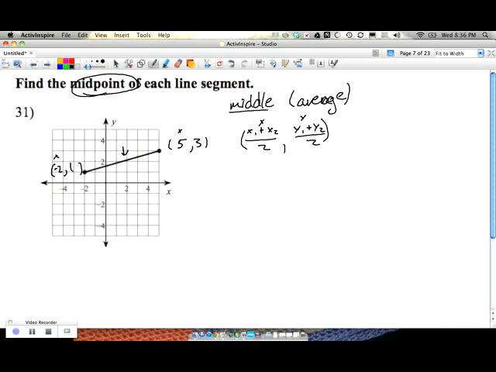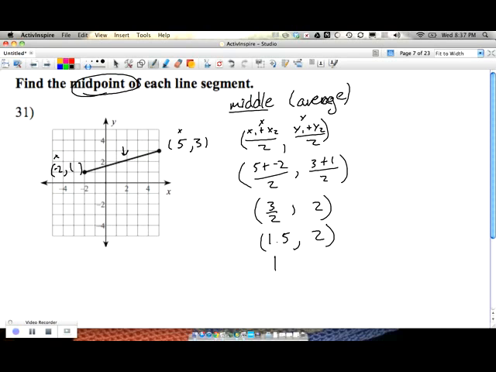Well, the x's are 5 and -2, so that's going to be 5 plus -2 divided by 2 for my x value. For my y value, similarly, it's going to be 3 plus 1 divided by 2. Well, let's simplify these. 5 plus -2, that's 3. So this is 3 halves. The other side, that's 4 divided by 2, or just 2. Now, you might see this written as a decimal. If that were the case, it'd be 1.5 and 2. Or if we were to write it as a mixed number, it'd be 1 and 1/2, and 2. All of those are really the same number, though. All of them are the midpoint.